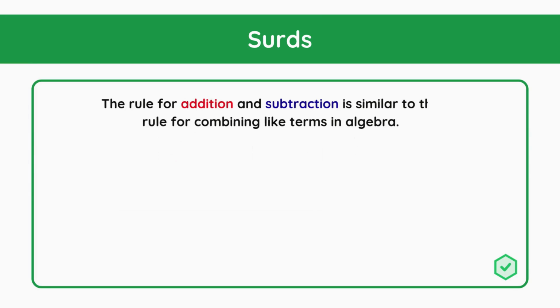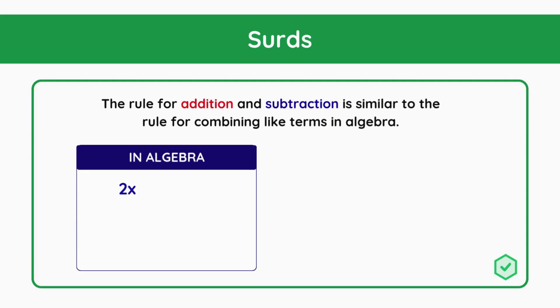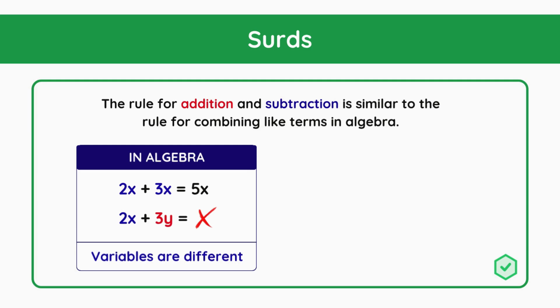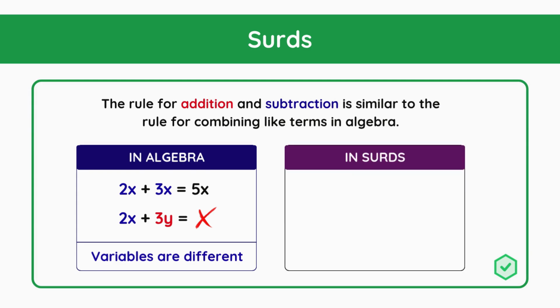The rule for addition and subtraction is similar to the rule for combining like terms in algebra. In algebra, you can add 2x plus 3x to get 5x. But you cannot combine 2x plus 3y because the variables are different. 2x plus 3y cannot be simplified. Similarly, you can only add or subtract surds if the numbers under the root symbols are identical. We call these like surds.